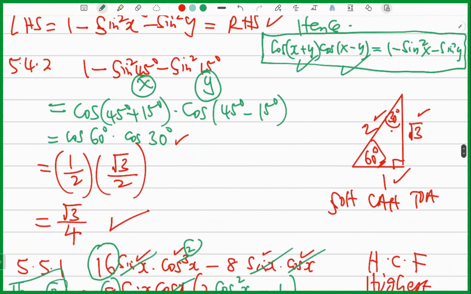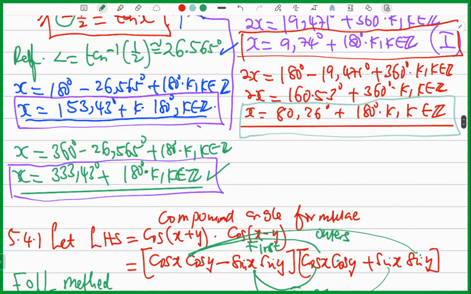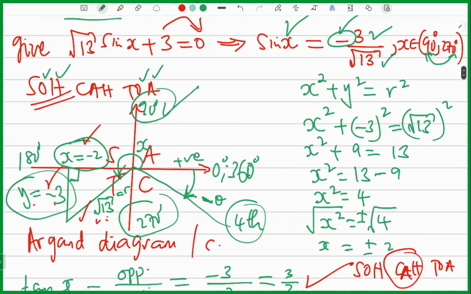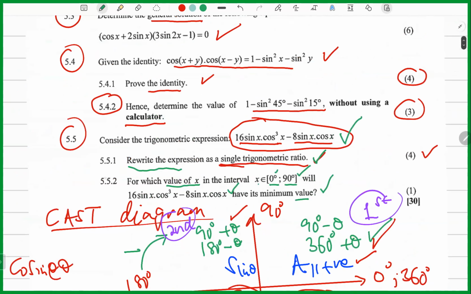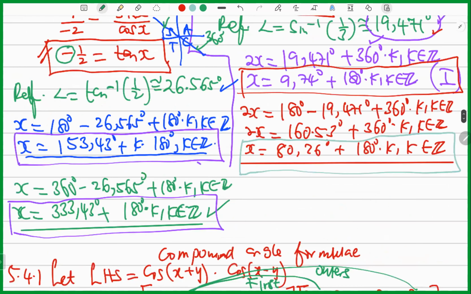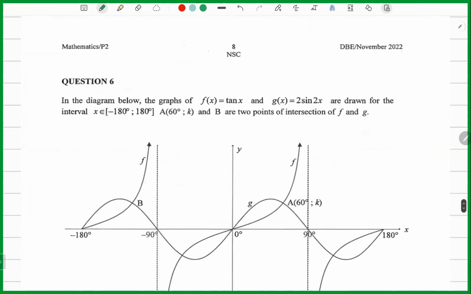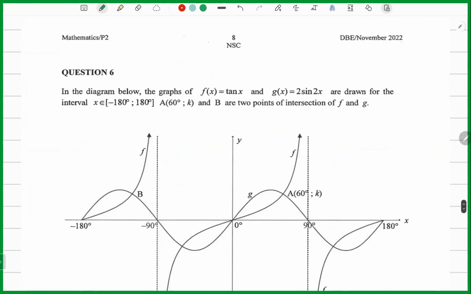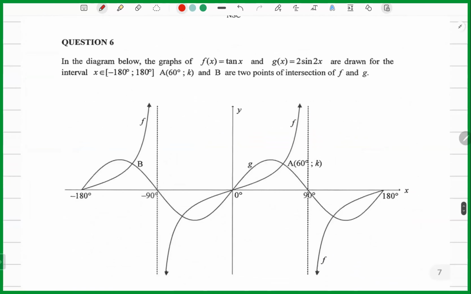Of our discussion today. All right, so that's what we got, and this is the trigonometry. Remember, that is 5.5.2, where we said for which values of x in the interval will these have its minimum value? We got that one. The next question that they set on trigonometry for the matric of last year was this one here. Let's look at the trigonometry graphs, because they're coming in the prelims this time around.